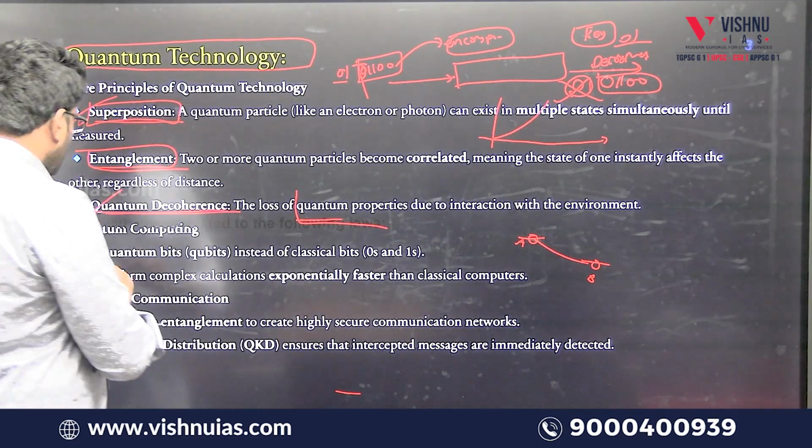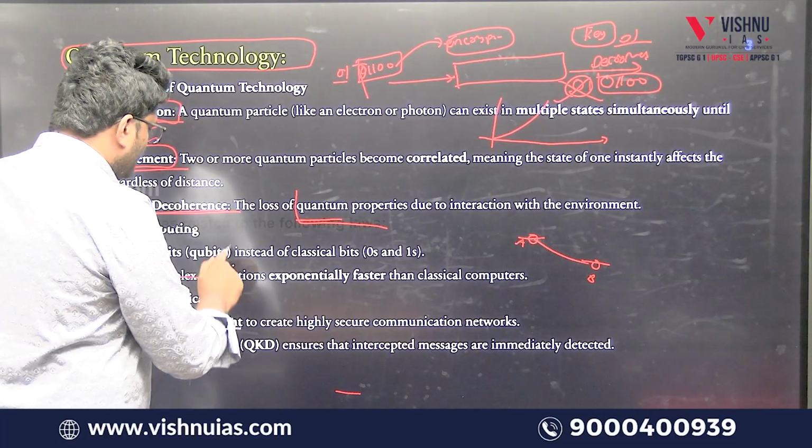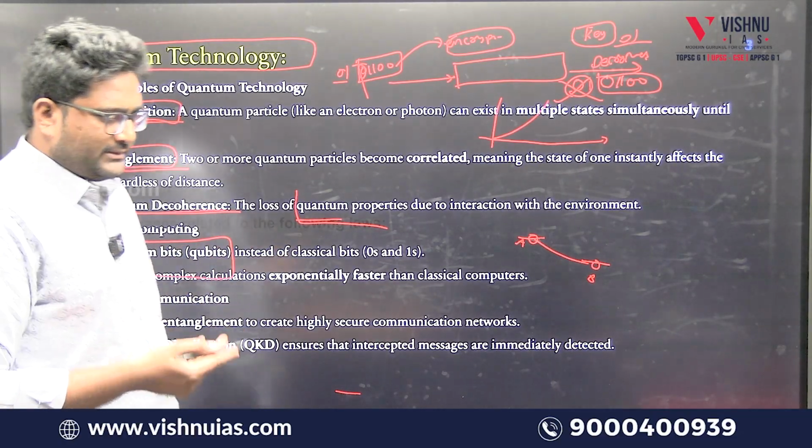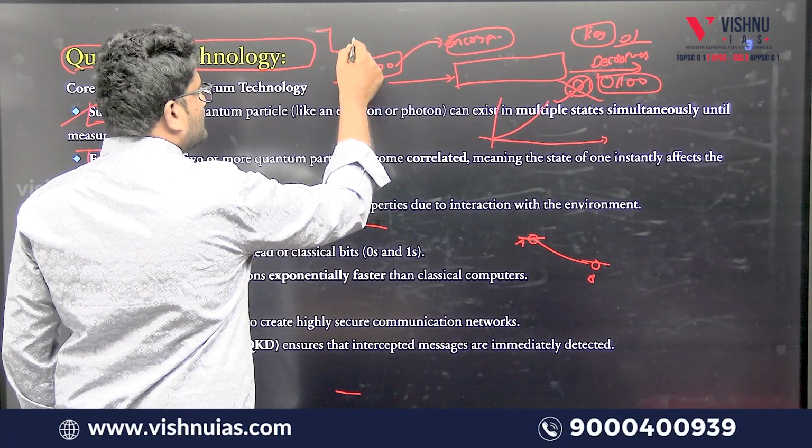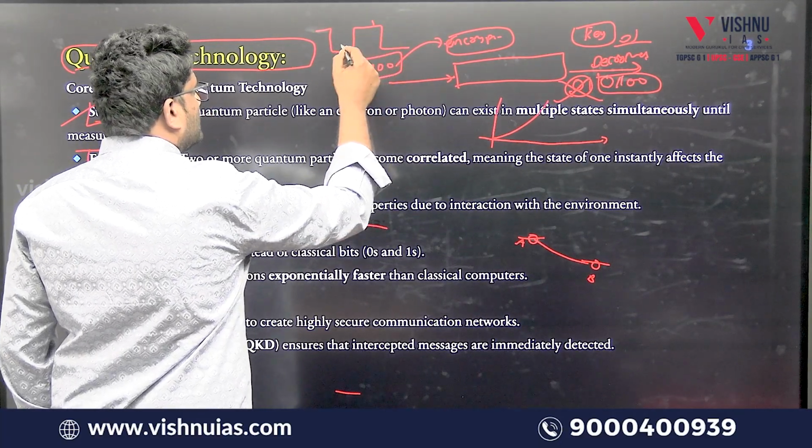Okay, so now you see qubits. See, as I said, in a digital communication, the low is represented with 0. This is 1. This is 0. This is 1.